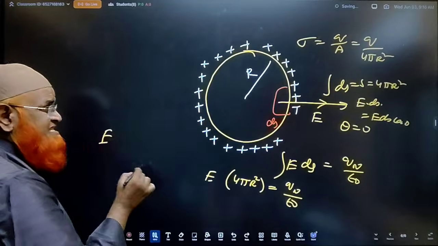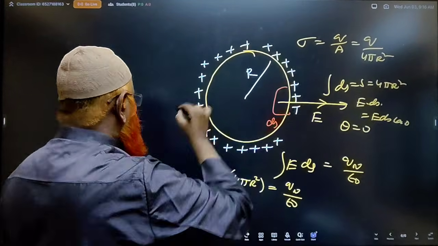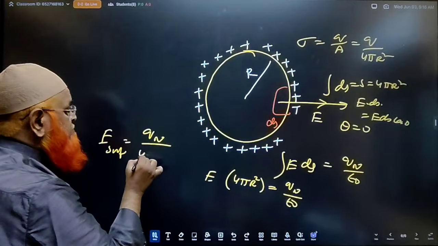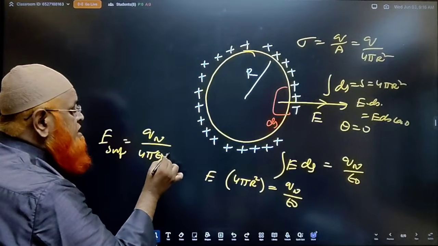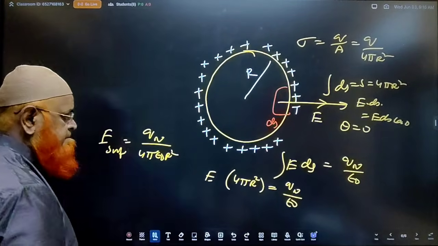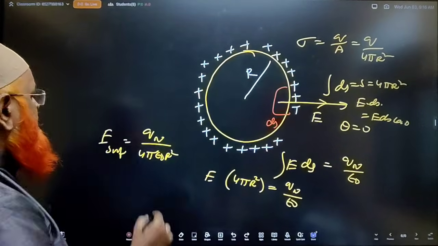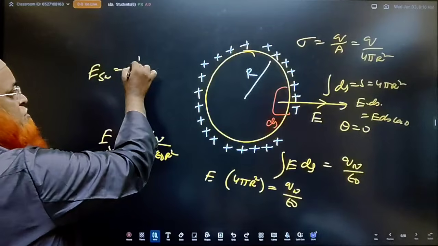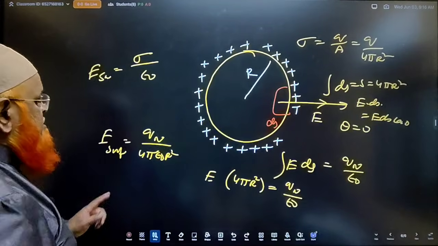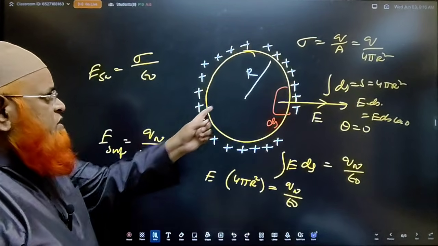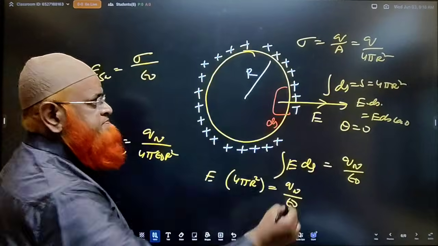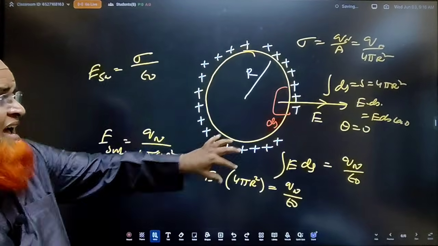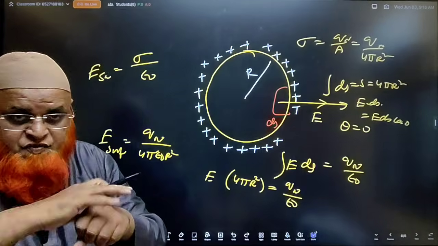Therefore the electric field intensity on the surface of the sphere is Q net by 4 pi epsilon naught into r square. So if you want to represent it in terms of sigma, E on the surface is going to be sigma by epsilon naught, since Q net by 4 pi r square is nothing but sigma. You can write it like this for a spherical surface, exactly on the sphere.